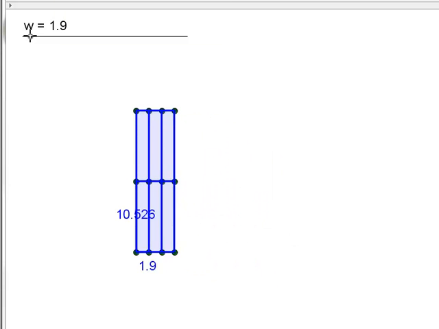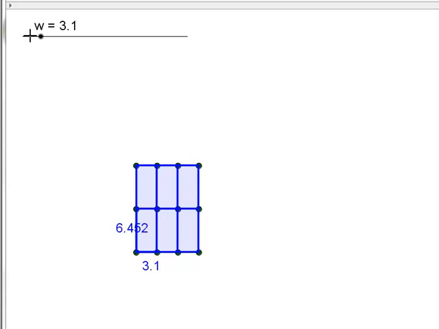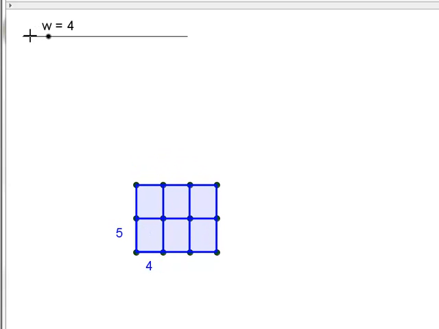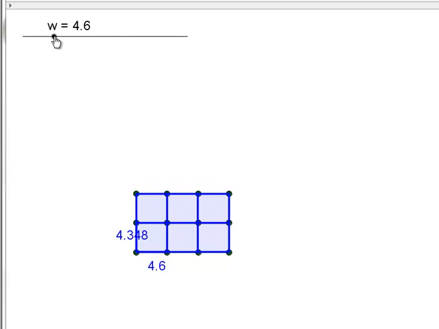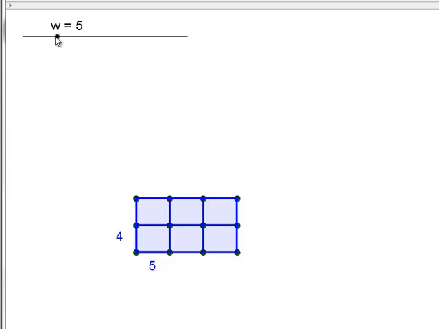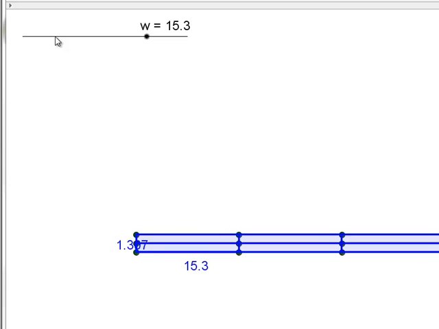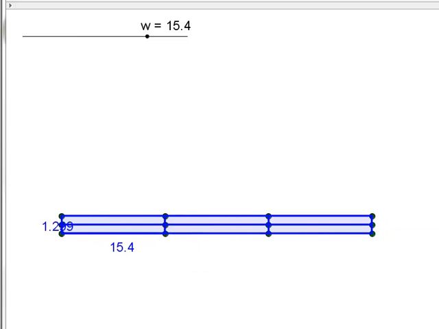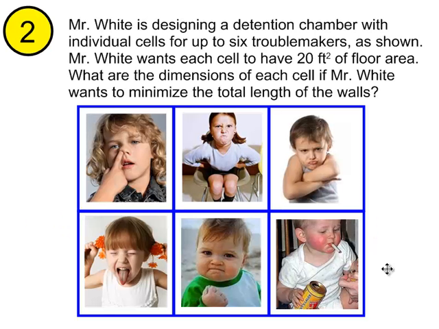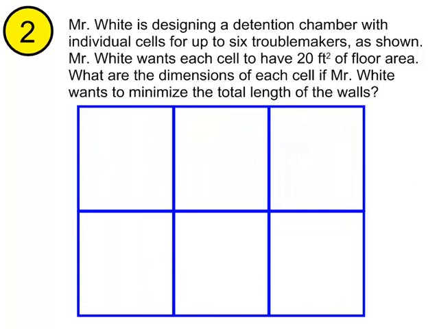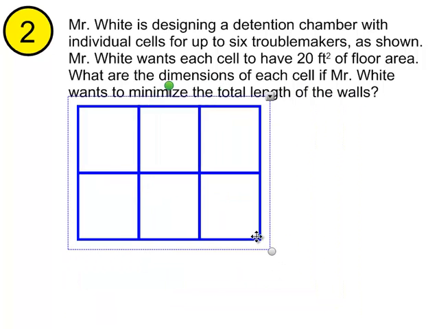And if I keep on going, let's say I go out to 4 feet, or 4 by 5 for each individual cell. That looks pretty reasonable. I could go to 5 by 4. That also looks reasonable. But as I go to the other extreme, now the horizontal walls are going to be such that the total wall length will be certainly not optimal. So while we're in the design phase, let's get rid of these little rapscallions. And we can count this as our sketch.